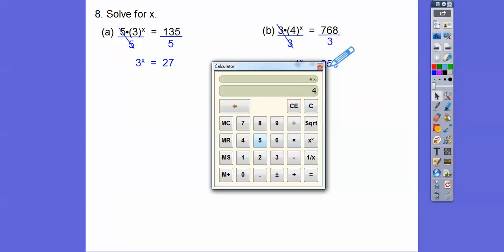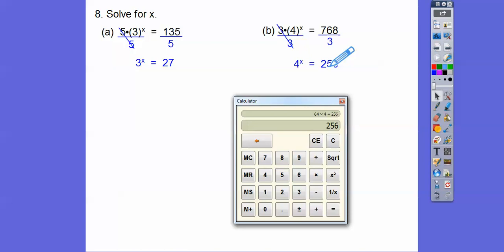4 times 4 is 16, we know that. Okay, times 4, there's our third 4, is 64. Times 4, here's our fourth 4, that's going to get us 256, which is that. Okay, so that means this number right here is 4 to the fourth, so we did it 4 times.